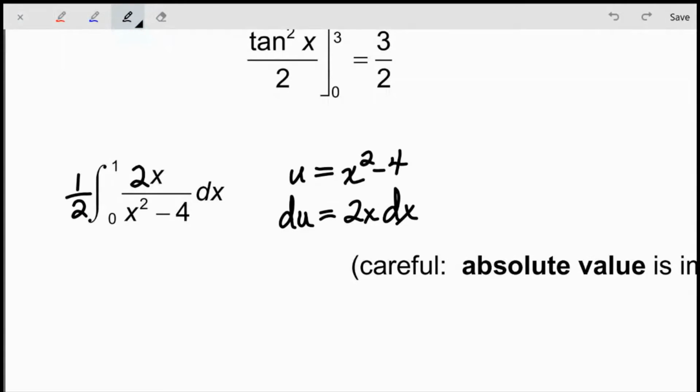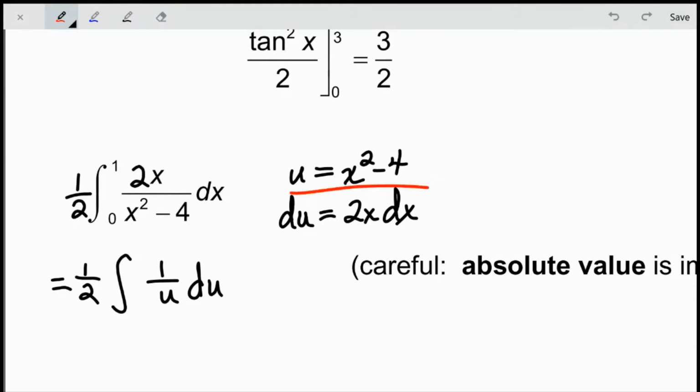Okay, so now let's do the substitution here. So this is going to become 1/2 times the integral. And I'm not going to mess with the limits of integration just yet, but this essentially becomes du over u, or 1 over u du. But now look at these limits of integration. My lower limit was 0. I'm going to plug that into this expression, right? So 0 squared minus 4 is going to give me -4 as a lower limit. And then when I plug 1 into that expression, 1 squared minus 4 is going to give me -3. So now I've got a new integral that's numerically equivalent to the one that I started with.